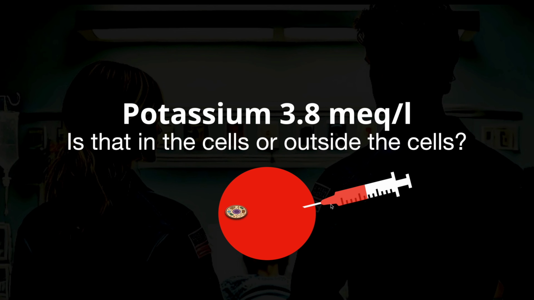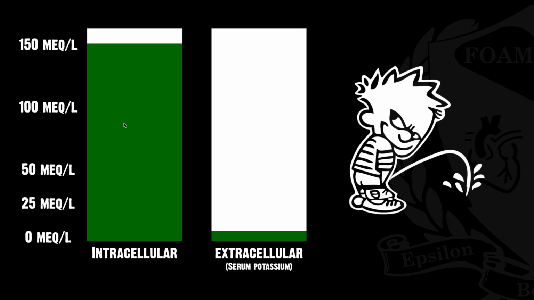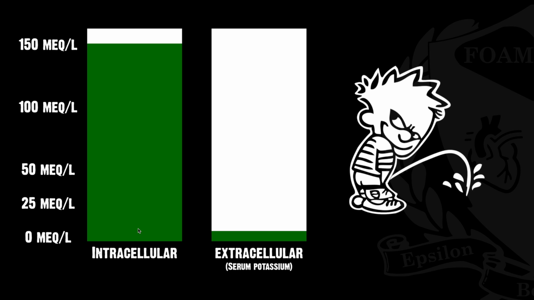It's not like we can actually put this needle that we're drawing blood from into the cell. So we're drawing the serum potassium or the extracellular potassium. And if you look at this little graph here, I have the intracellular potassium and then the extracellular potassium, the serum potassium. Inside the cell, the potassium concentration is somewhere between 120 to 150 milliequivalents per liter. And then outside the cell, normally you see potassium somewhere around 3.5 to 5.5, significantly less.